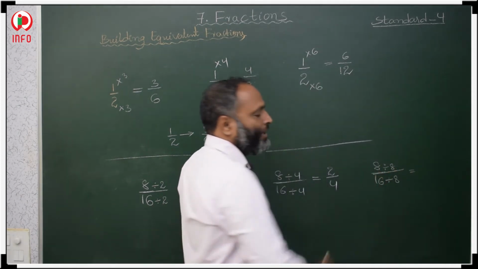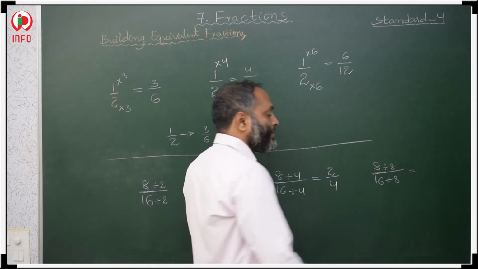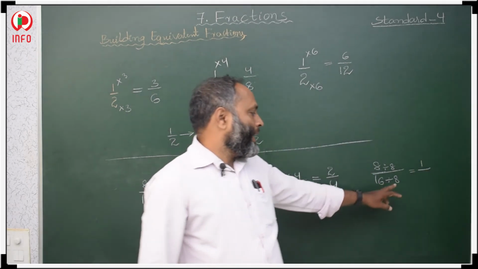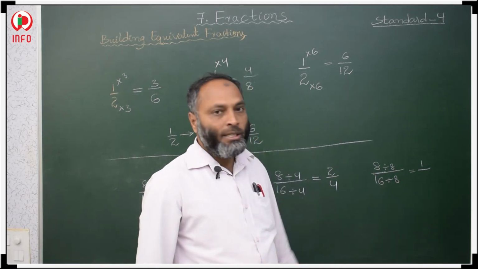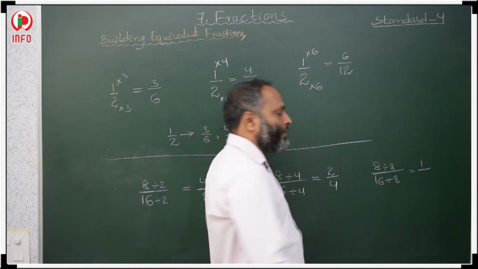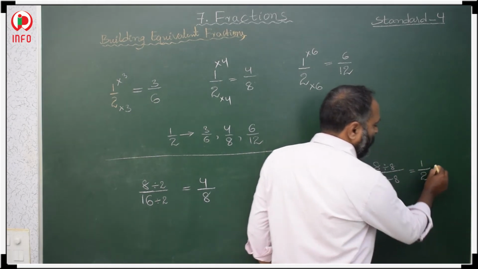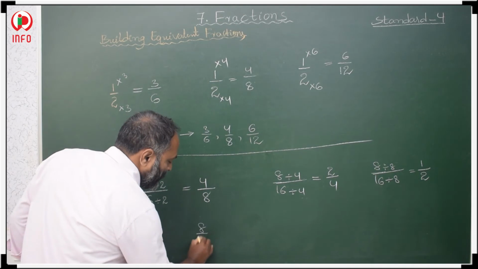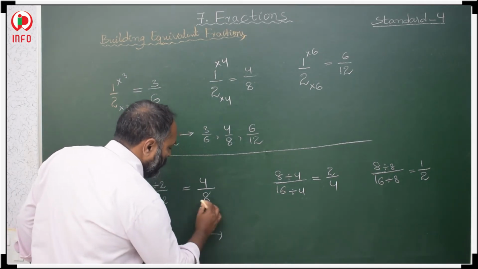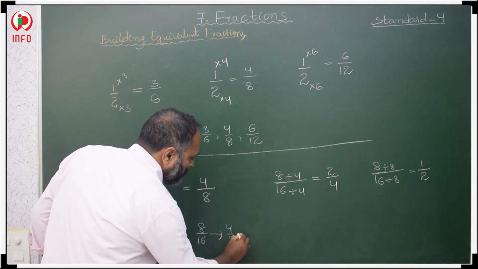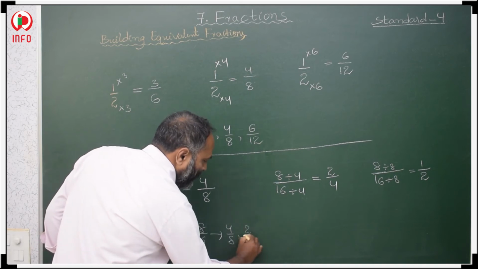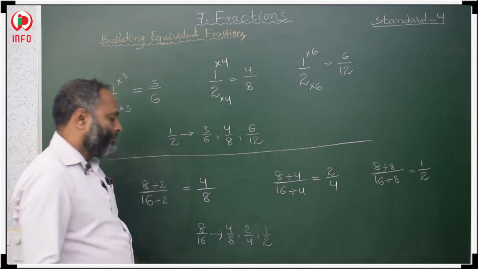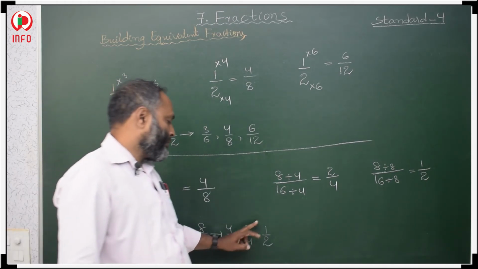In the 8 table, when you get 8, 8 1s are 8, that 1 we have to write. And in the 8 table, when you get 16, 8 2s are 16, that 2 we have to write, so 1 by 2. So it means the equivalent fractions of 8 by 16 are 4 by 8, 2 by 4, 1 by 2.